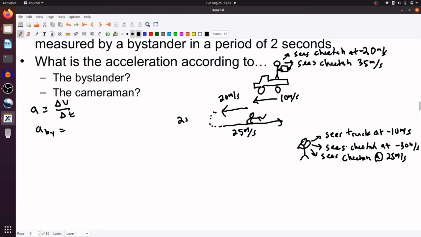All right, so it'll be final speed minus initial speed. According to my notes, sees cheetah at a positive 25, so that'll be the final speed, minus the initial speed, and the initial speed of the cheetah was negative 30, so that'll be minus a negative 30, and then that's all divided by 2. So that becomes 25 minus negative 30. 25 plus 30 gives you a positive 55. We divide that by 2 to get 27.5 meters per second squared.